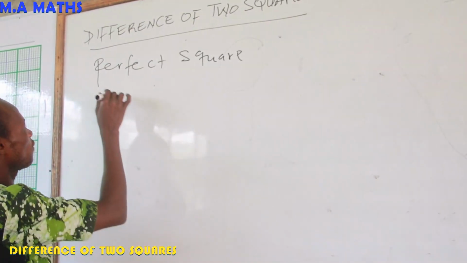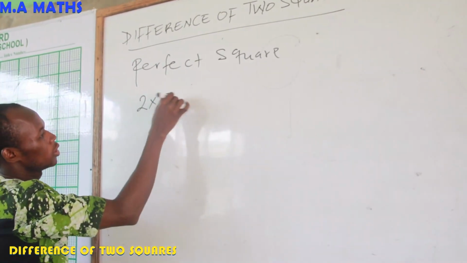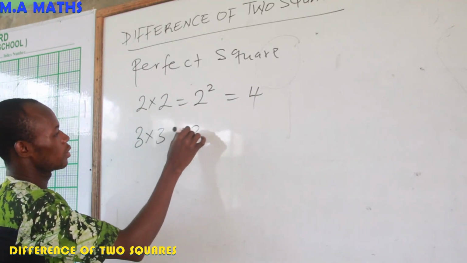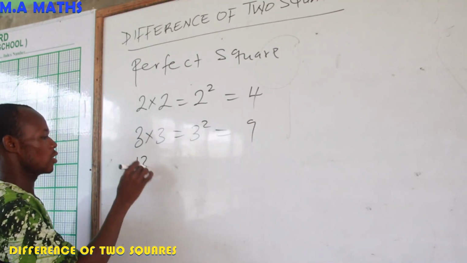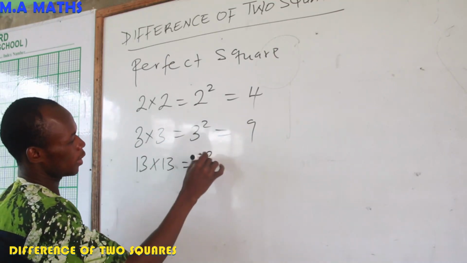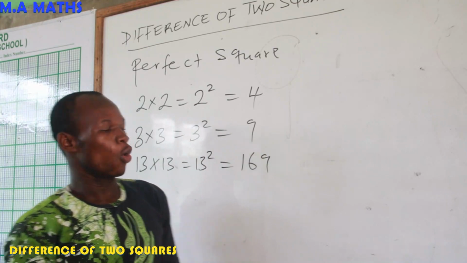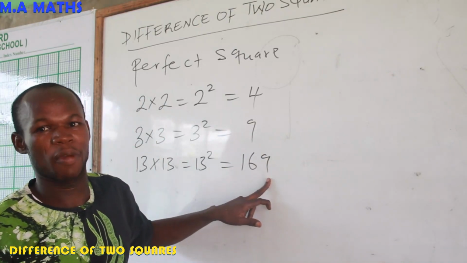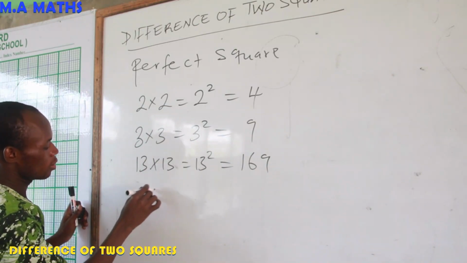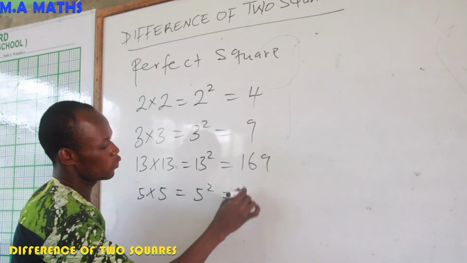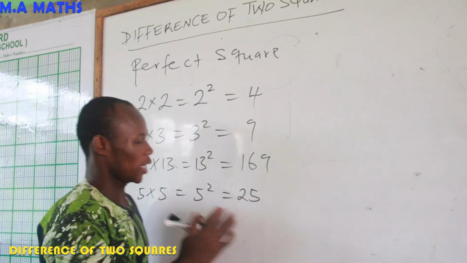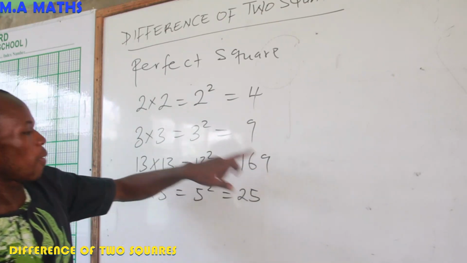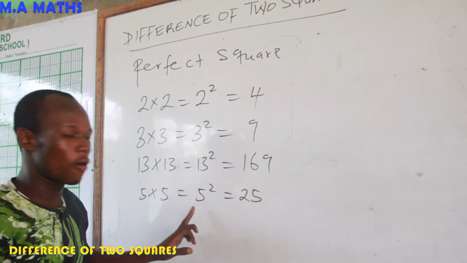For example, if I have 2 times 2, this gives me 2 squared, and the result is 4. I have 3 times 3. This will give me 3 squared, and the result is 9. If I have 13 times 13, this will give me 13 squared, and the result is 169. So 4 is a perfect square, 9 is a perfect square, 169 is a perfect square. If I have 5 times 5, this will give me 25. So 25 is a perfect square. So I can say that 4 is a perfect square of 2, 9 is a perfect square of 3, 169 is a perfect square of 13, and 25 is a perfect square of 5.